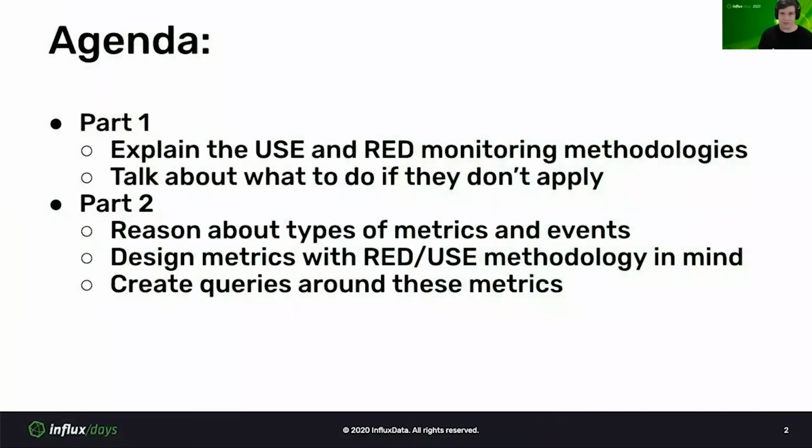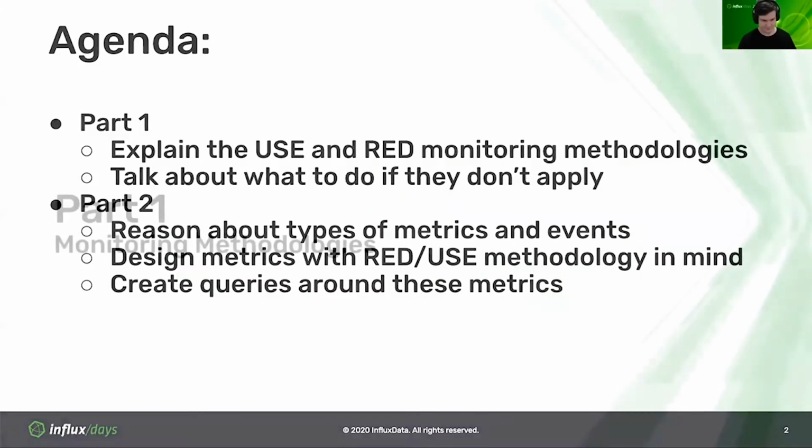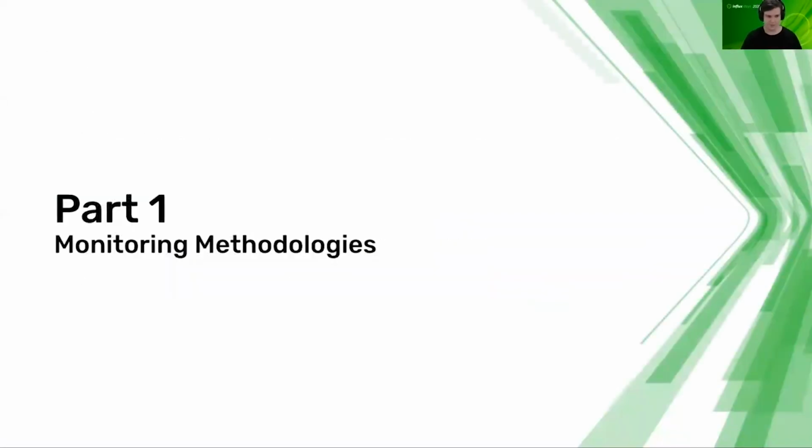So this talk is broken down into two parts. The first part, we're going to talk about the RED and USE monitoring methodologies and how you can apply them to your particular use case. And then we'll talk a little bit about what maybe you should do if those don't quite apply, or have a way to reason through those types of situations. And then part two, we're going to dig into a bunch of different metric types and events and try to design a schema with a RED or USE methodology in mind. We'll be creating some Flux queries throughout that process. Cool. So part one, monitoring methodologies.